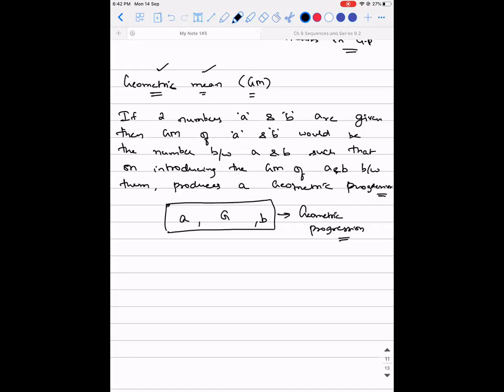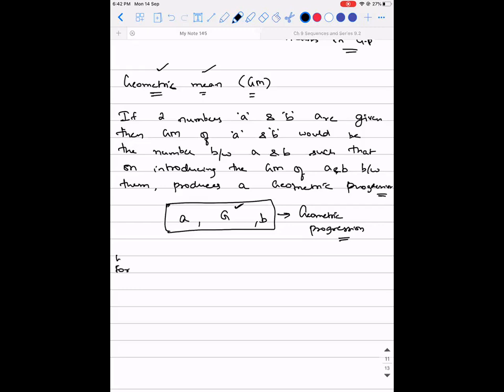So if two numbers A and B are given, then the geometric mean of A and B would be the number between A and B such that introducing it between them produces a geometric progression. So A is a number, B is a number, in between them we introduce G, and the whole sequence is a geometric progression. Then what is going to be the value of G in terms of A and B? That's what we need to understand, right?